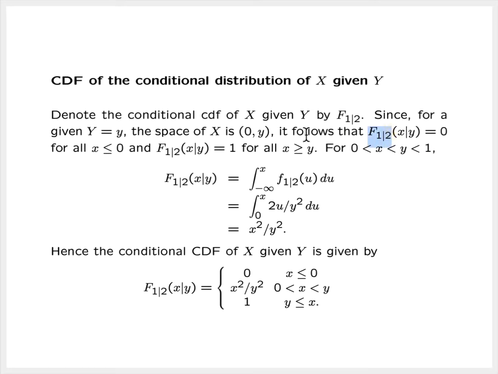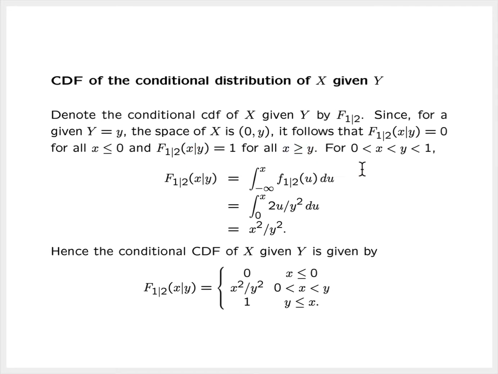Okay, so I corrected that notation. For a given value of y in the unit interval, we know that the space of x is the interval from 0 up to y. So it follows that this probability accumulator is going to be 0 for any value of x that is less than or equal to 0, and it's going to be 1 for any value of x that is greater than or equal to y. Okay?